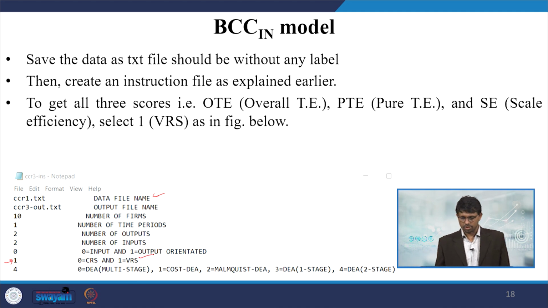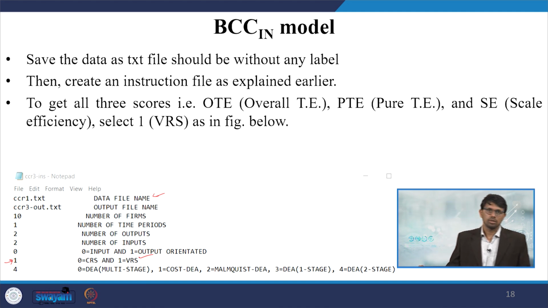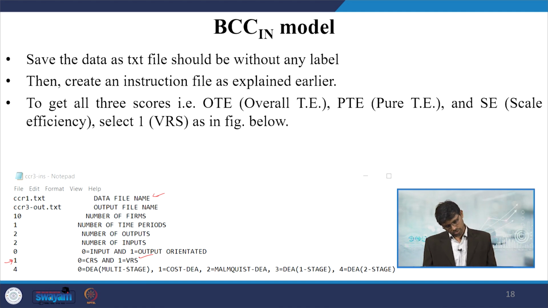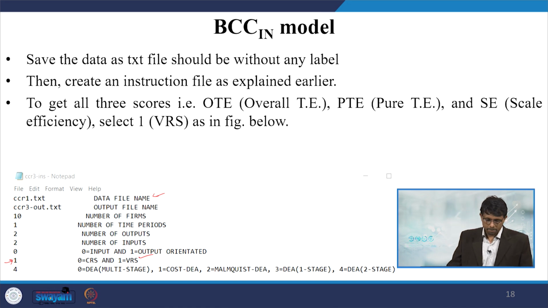I need not mention more time at this moment. Whenever time permits, we may give more emphasis on this. The rest are more or less the same. And what is this BCC? As I already told you, it is based on the variable returns to scale assumption. Okay. Hence, there are differences in pure efficiency as against the overall efficiency and scale efficiency.